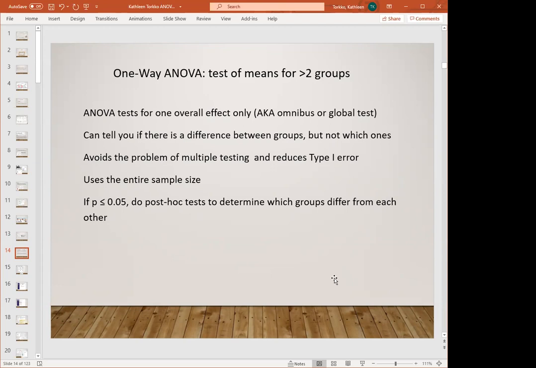It uses the entire sample size of your data set. And what you do, if you do get a significant result in your ANOVA, you go on and do post hoc tests to determine which groups differ from each other. And these post hoc tests do it by controlling the alpha rate, so your error rate doesn't go above 0.05.